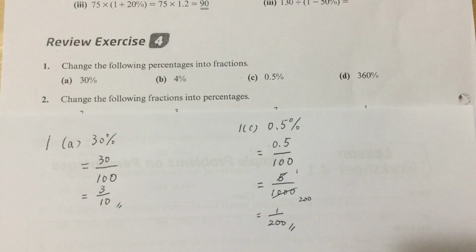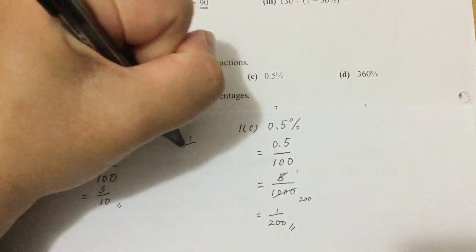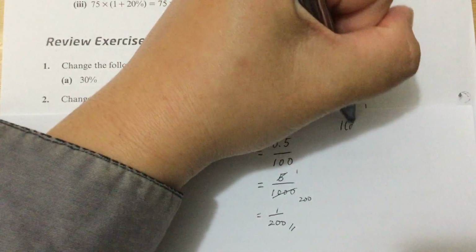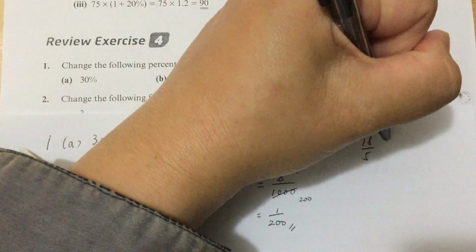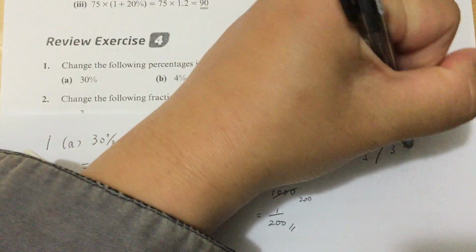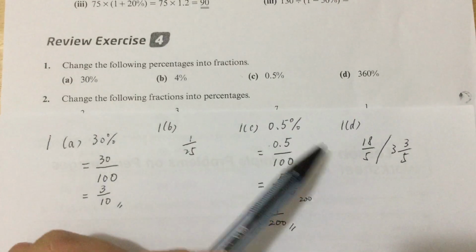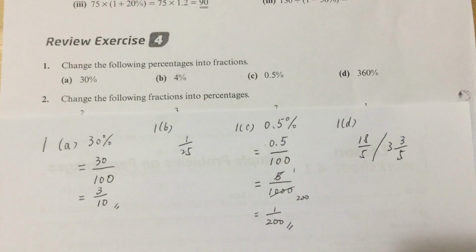Okay, now I will tell you the answer. If you still cannot finish, just pause the video now. Okay, the answer for 1B is 1 over 25. And for 1D, the answer is 18 over 5, or you can write 3 and 3 over 5. They are the same. But I recommend you write it like this in your secondary school. Okay, so this is question 1.